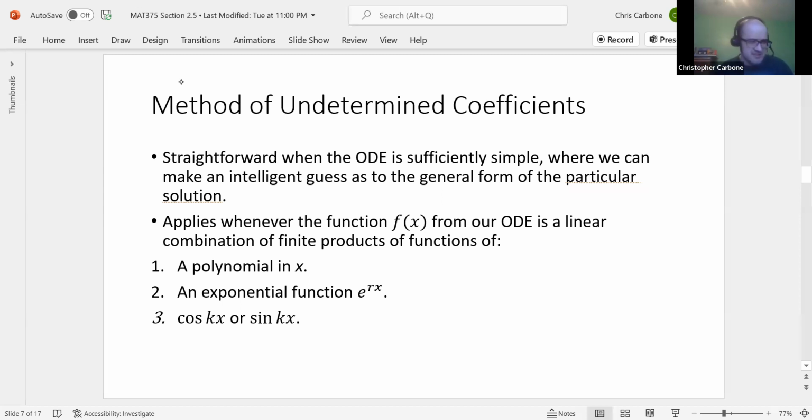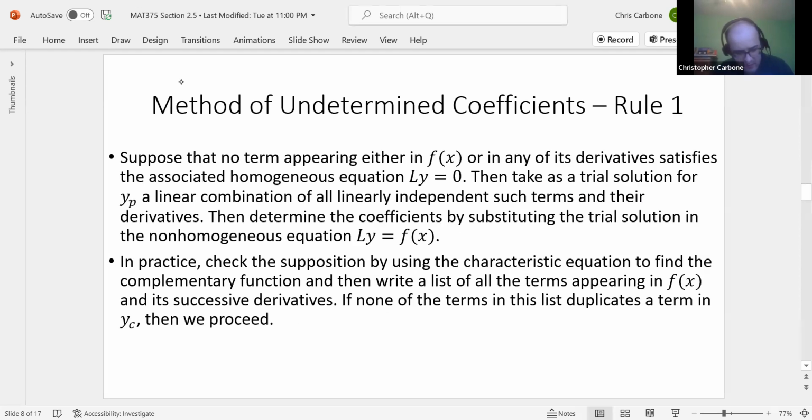But, of course, not every equation is simple. And we have a couple of rules to address that. Rule 1 for this. Suppose that no term appearing either in f of x or in any of its derivatives satisfies the associated homogeneous equation L times y is equal to 0. Now we take as a trial solution for y sub p a linear combination of all linearly independent such terms and their derivatives. Then determine the coefficients by substituting the trial solution in the non-homogeneous equation L times y is equal to f of x.